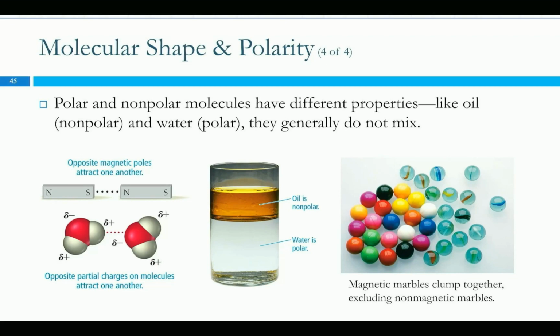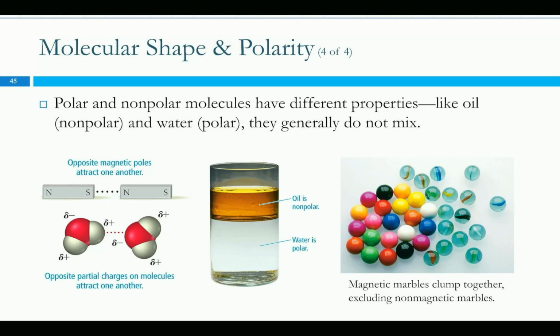So if you shake up a bunch of them, which is what's happening all the time inside of a liquid, these would tend to stick together while these non-magnetic marbles would eventually get pushed out. They wouldn't get back in because they're not magnetic. So that's the reason that oil and water don't mix. The water molecules really like hanging out with other water molecules, and the nonpolar molecules just don't care. So they just float to the side.